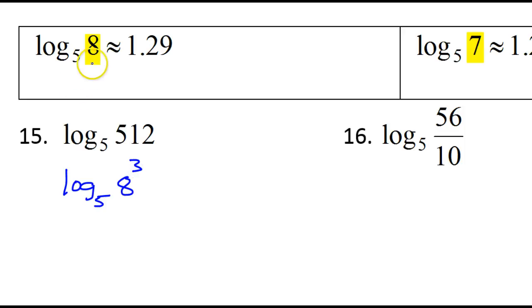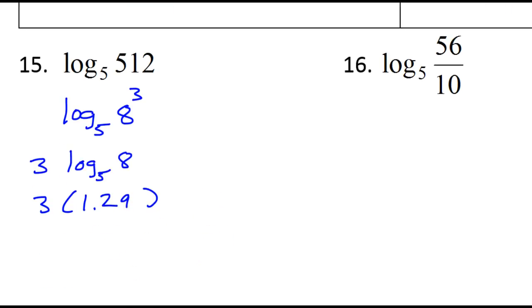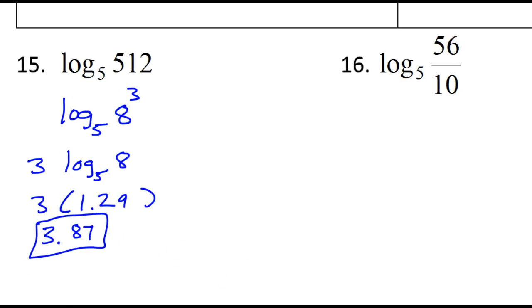Now this is good because there's my 8. That's one of the things that I wanted. Now I need to deal with this 3, because I can't substitute this exponent in with this 3 still on it. But luckily there's the power rule that says if you have an exponent, you can put it to the front. So this would be the same thing as 3 times the log base 5 of 8. Okay? So that means 3 times 1.29. And then you can just put that in your four-function calculator. All right, that turns out to be 3.87. So that should be the answer, number 15.